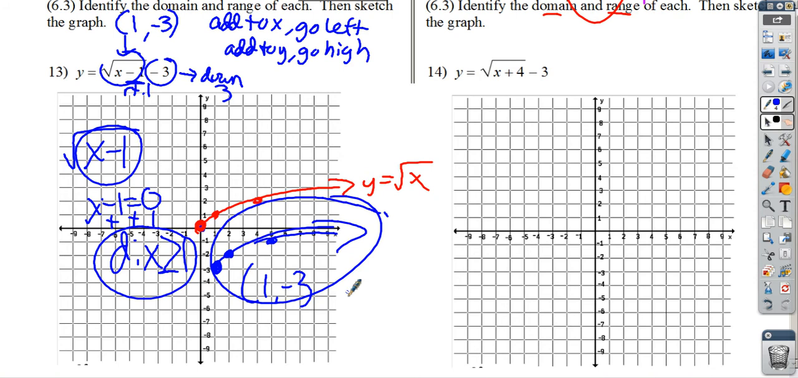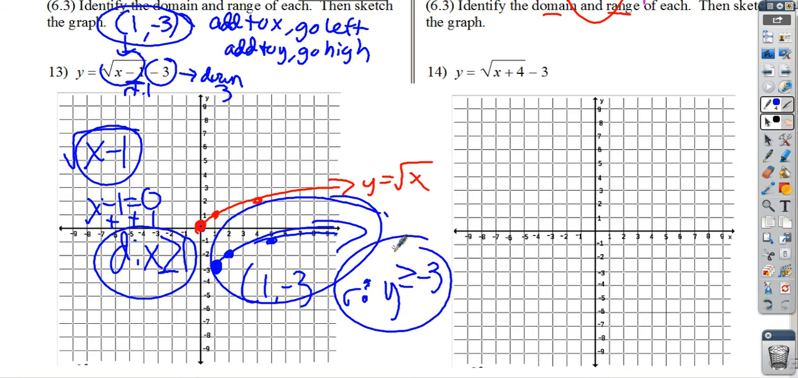What's the range? The range, which R stands for range, is basically anything above this vertex point. So really all we need to find the domain and the range is this vertex. X is going to be greater than or equal to the x coordinate, that's the domain, and the range will be y is greater than or equal to negative 3, because you can see from this graph it never goes below negative 3.